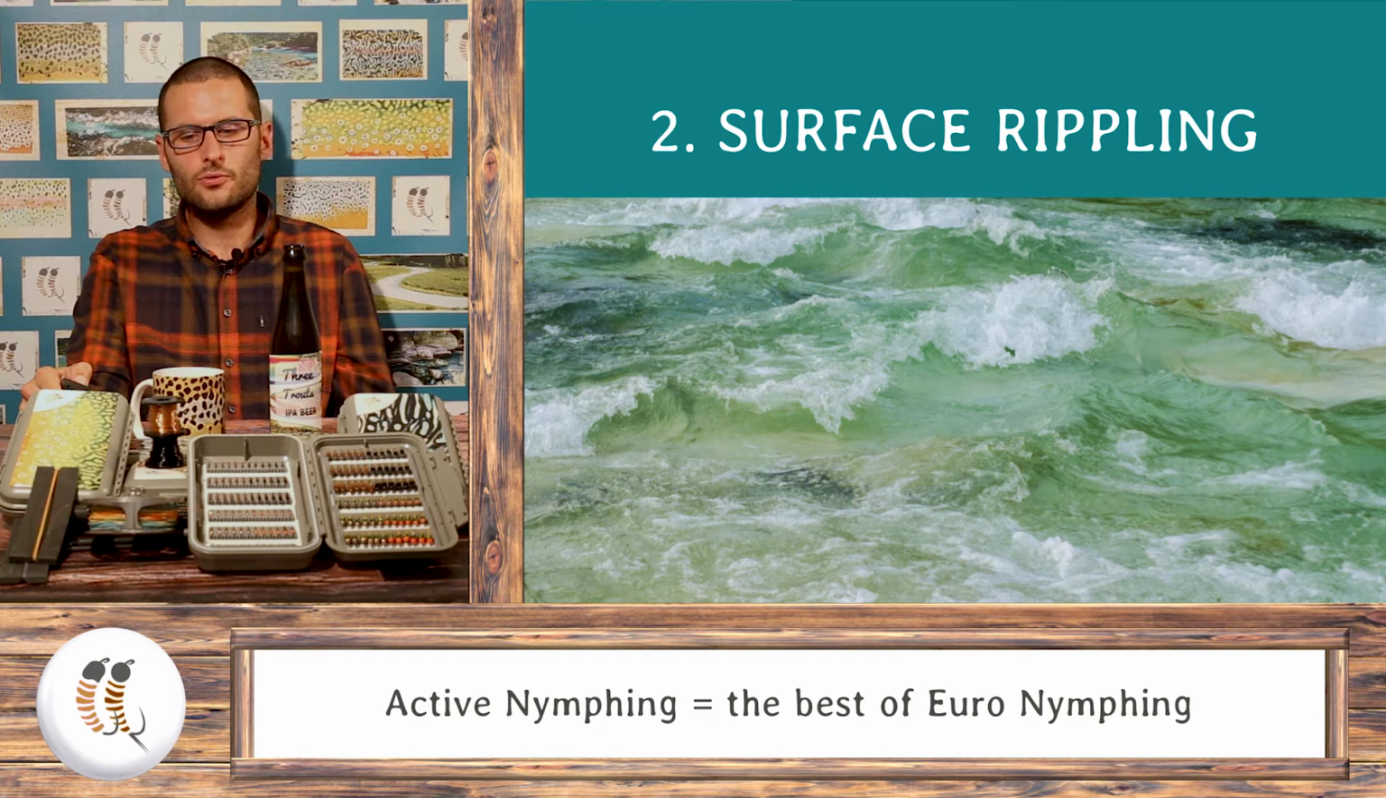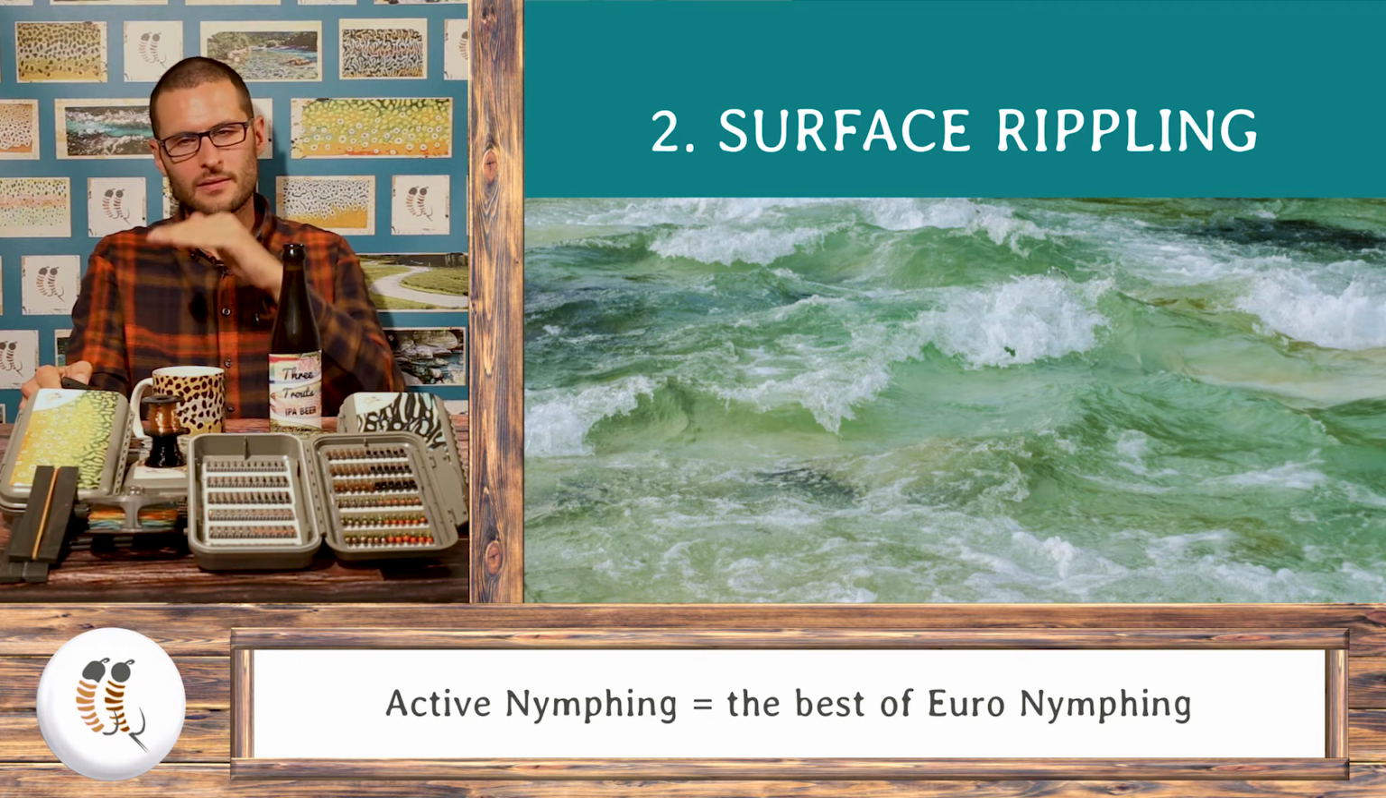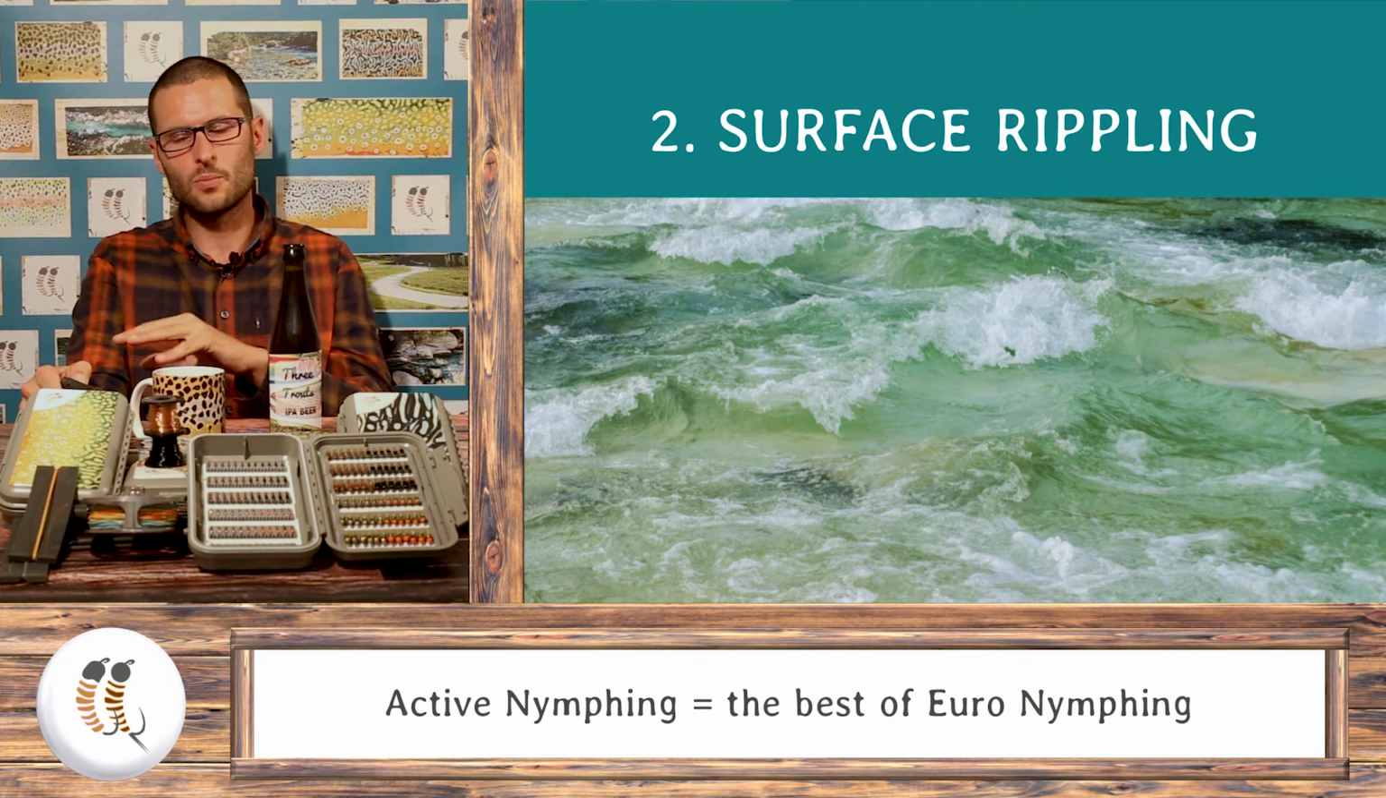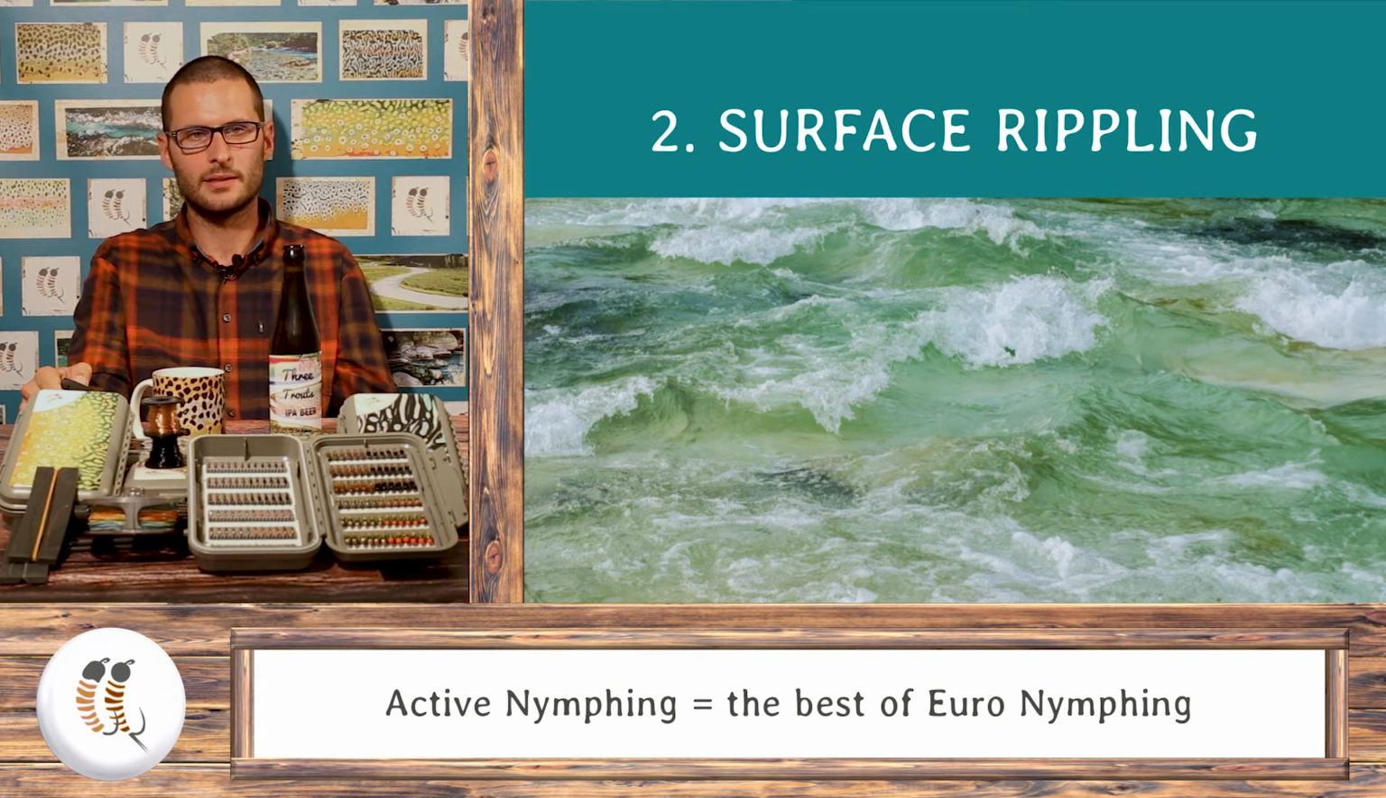What I want to help you to do with active nymphing is to tell you that the way you analyze the rippling of the water will help you to guess the depth of the river, and then you will know if it's deep enough for fish or not. You can read the surface like a book to guess what's going on under, about the depths, about the rocks.